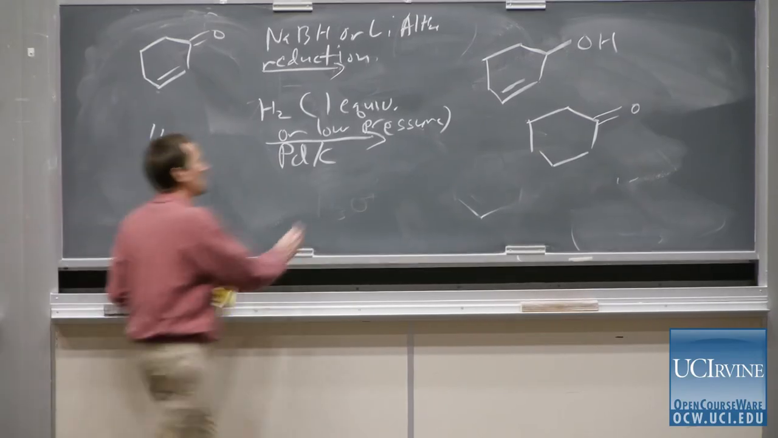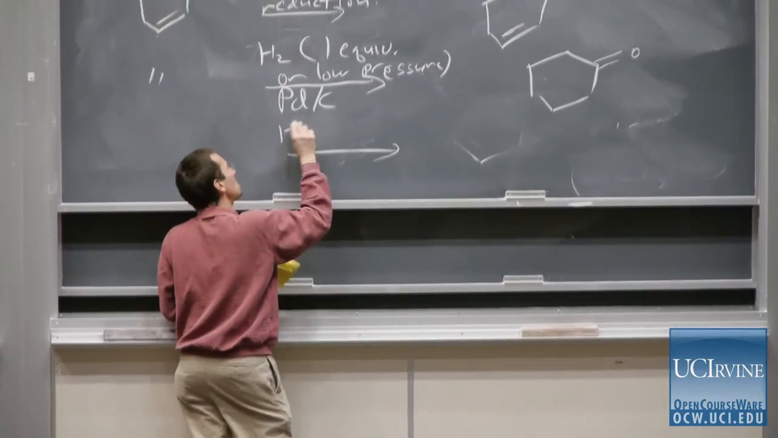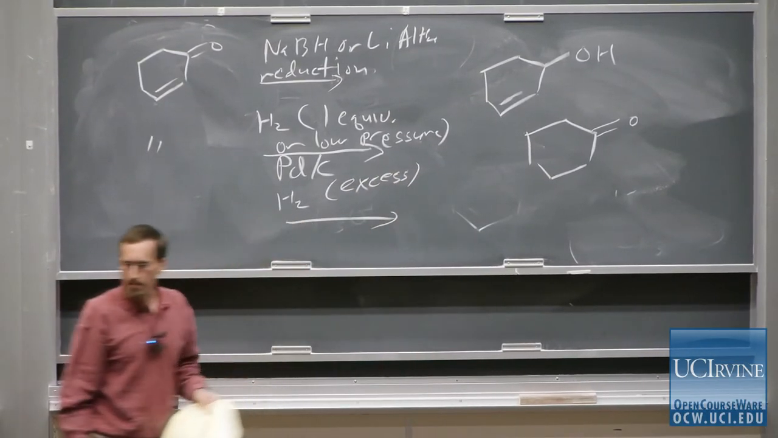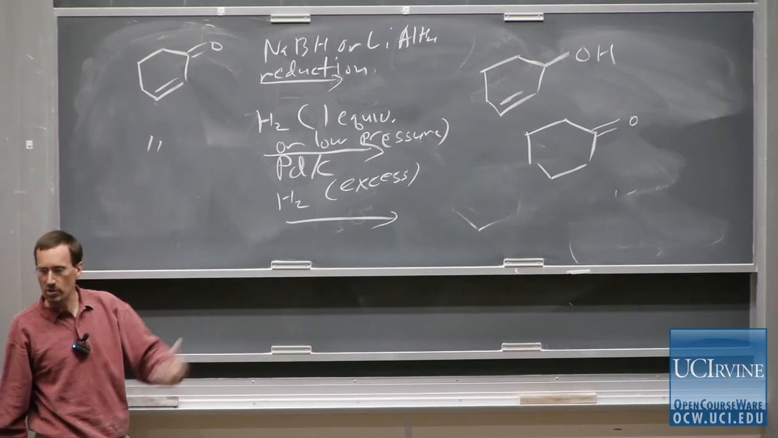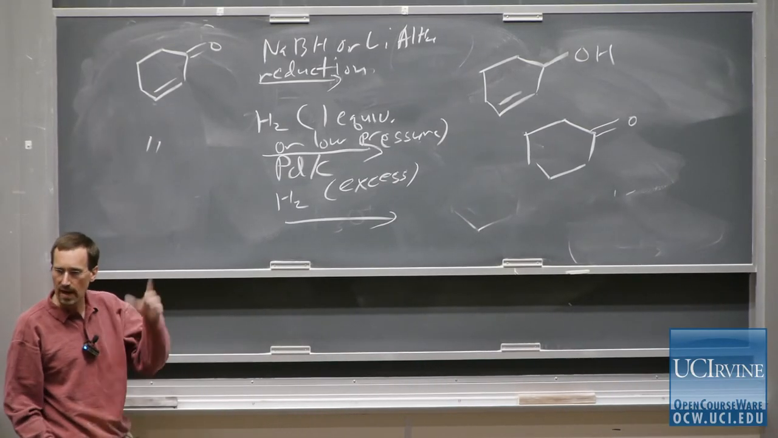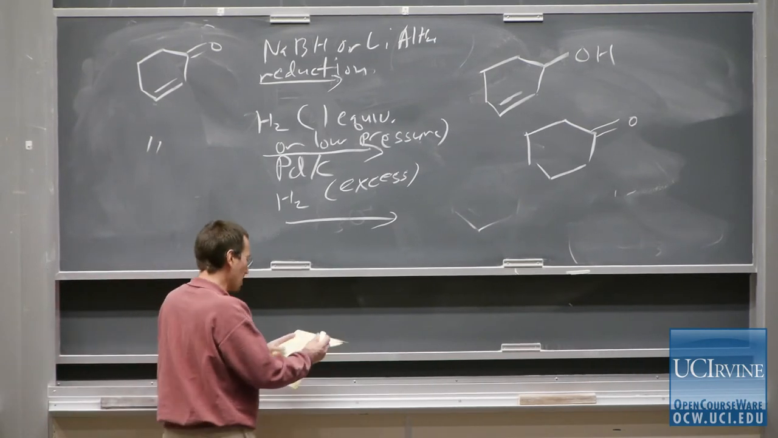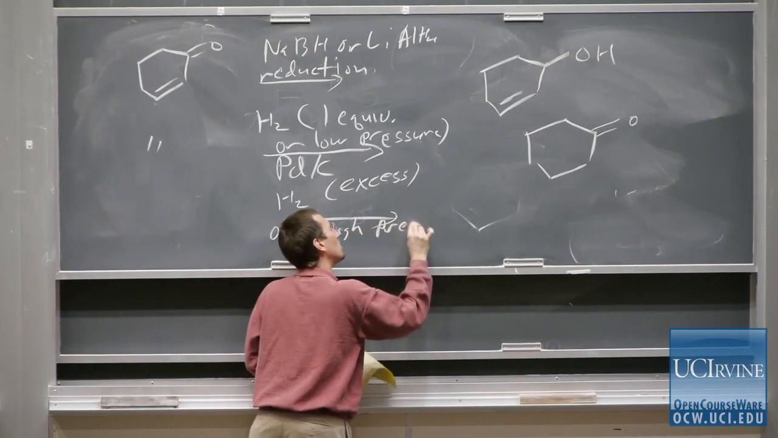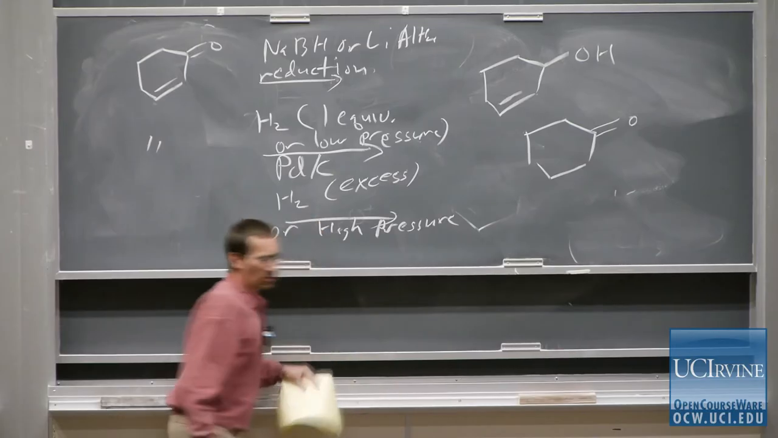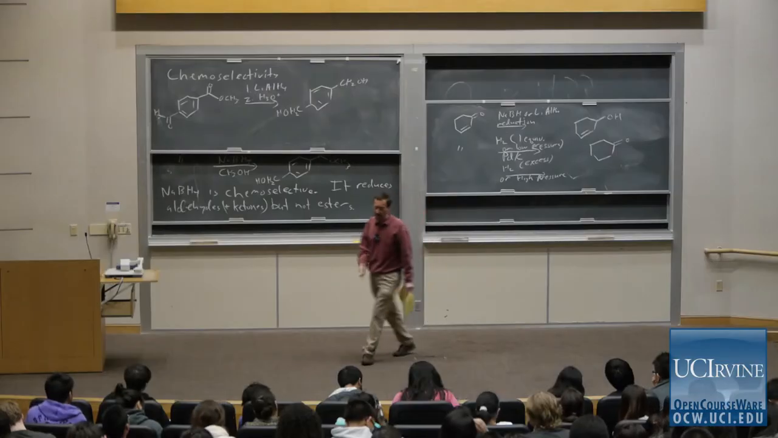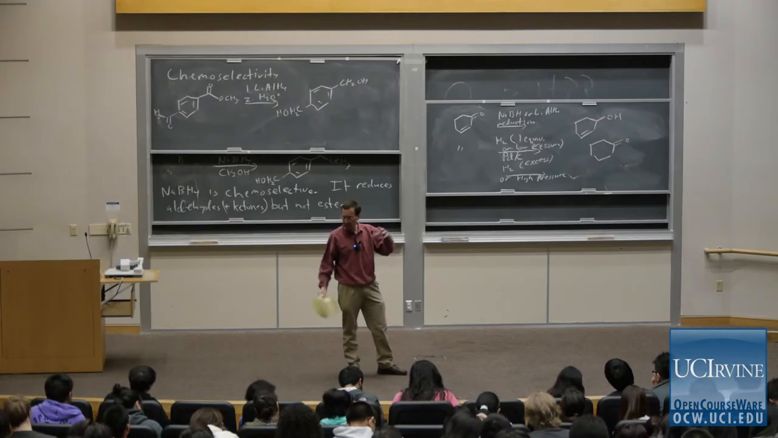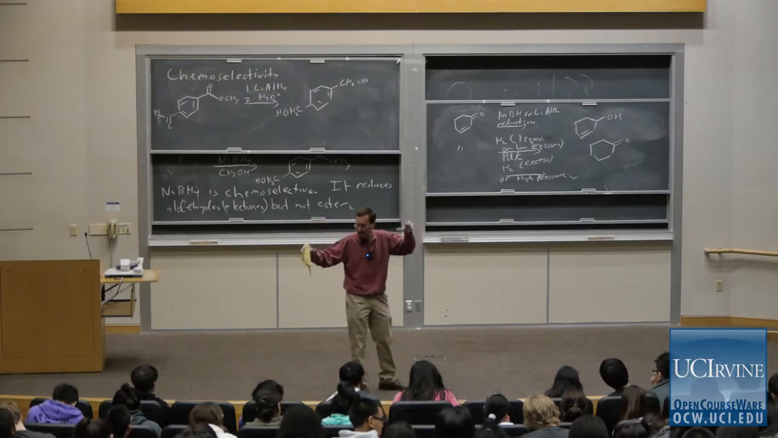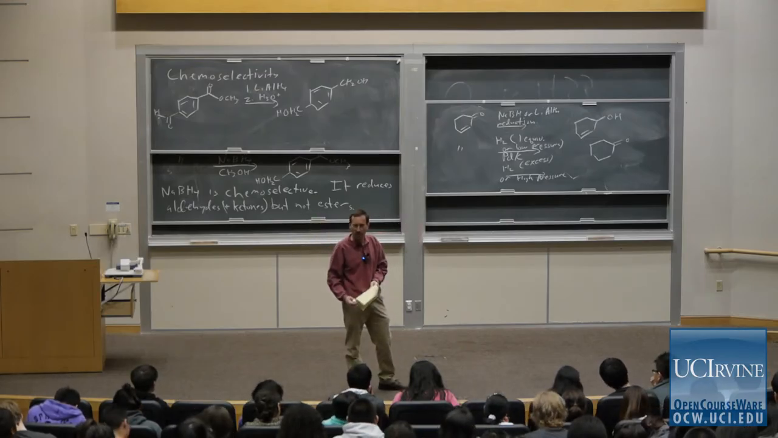But if you beat on it, your textbook writes it as H2 in excess. That might be a big balloon of hydrogen and monitoring the reaction for a long time, or sometimes people will carry out these reactions at higher pressure. I'll say high pressure. By high pressure, it can mean anything from bicycle tire tube pressure of like 75 psi in a special glass bottle, to an apparatus that's steel with a tank that can hold thousands of psi, aptly called a bomb.